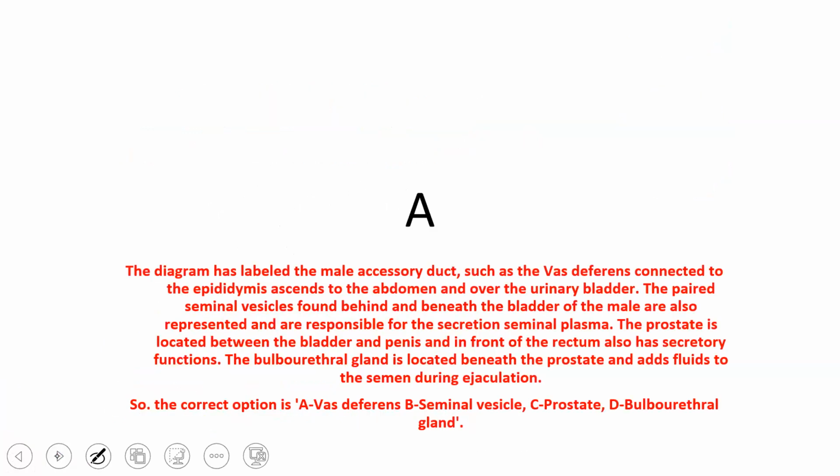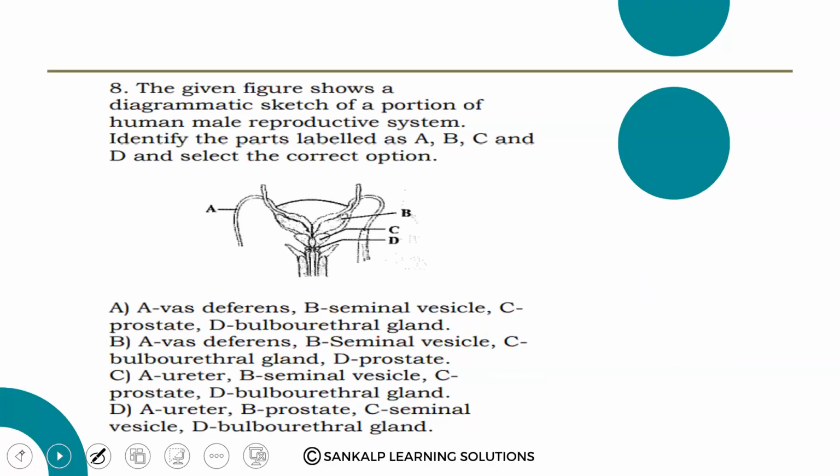Option A, that is, the diagram is showing the accessory glands of the male reproductive system. So A is vasa deferens, B is seminal vesicle, C is prostate gland, D is bulbourethral gland. Option A is the right answer. Please write down, girls. Once you complete, let me know soon. Write down the question, draw the rough diagram, write down the options and tick the correct answer.